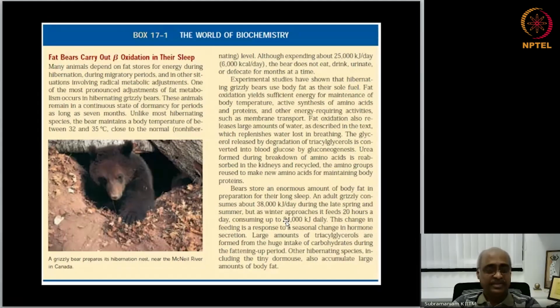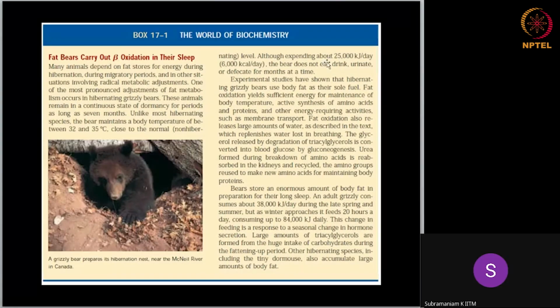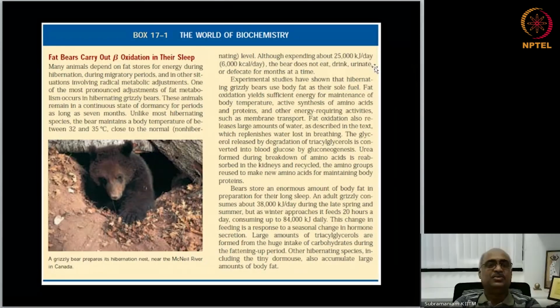Because now for months, nearly 8 months, it is not going to get any food. So it completely depends on beta oxidation. It is going to remain dormant, which is why the title says sleep. So while they are totally dormant, what do they do during dormancy? They do not eat, they do not drink, they do not go to the toilet. They just stay still under some cave or some shelter.